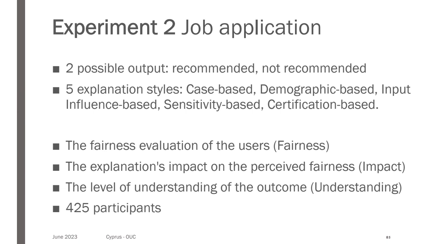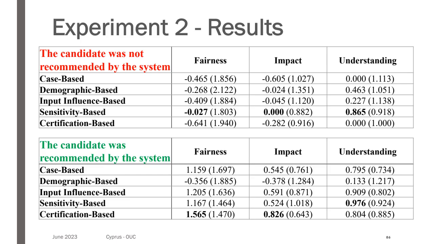And we had a couple of candidates. Candidates with good characteristics who should have been accepted, and somebody who is not that great a candidate. And we tried to see the perceptions of users about the system, how they evaluate the fairness of a system, how the explanations impact their perceived fairness, and the level of understanding of the results given the explanations. We used Mechanical Turk, about 425 participants, and the results.